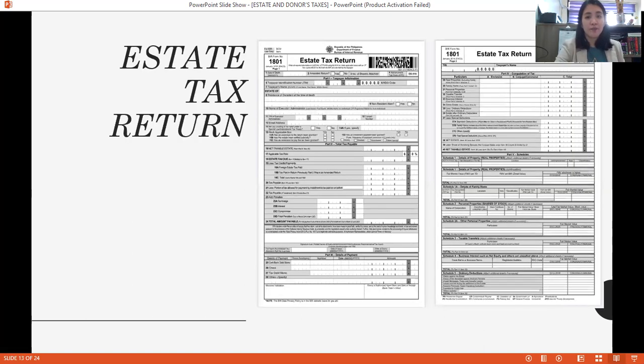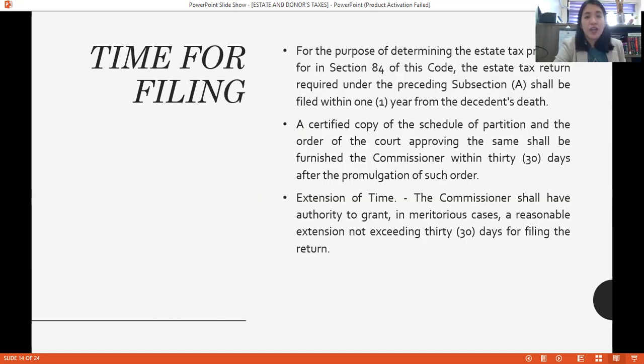Okay? So, estate tax return. So, this is the sample of the estate tax return. Yung tawag natin dyan is BIR Form Number 1801. Time for filing. Kailan ba fina-file yung estate tax? Within 1 year from the decedent's death. So, beyond 1 year, you are now liable for interest and penalties.